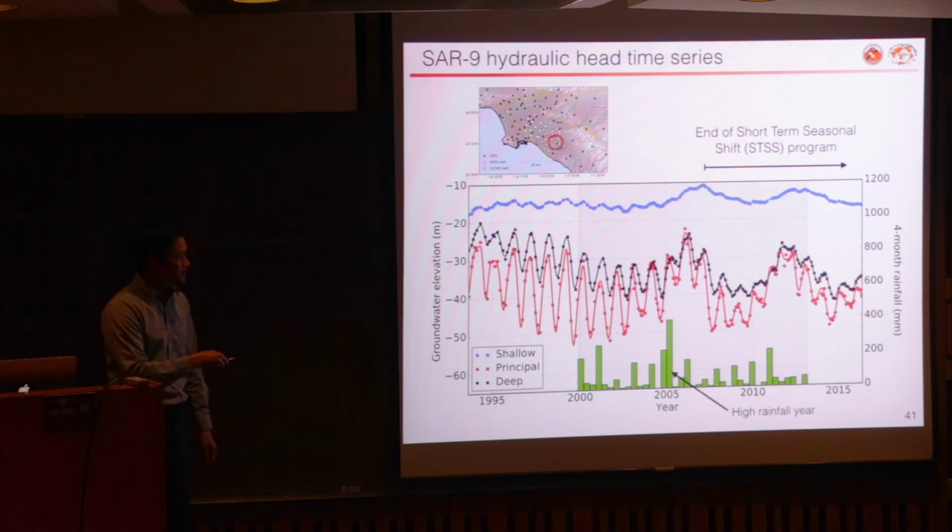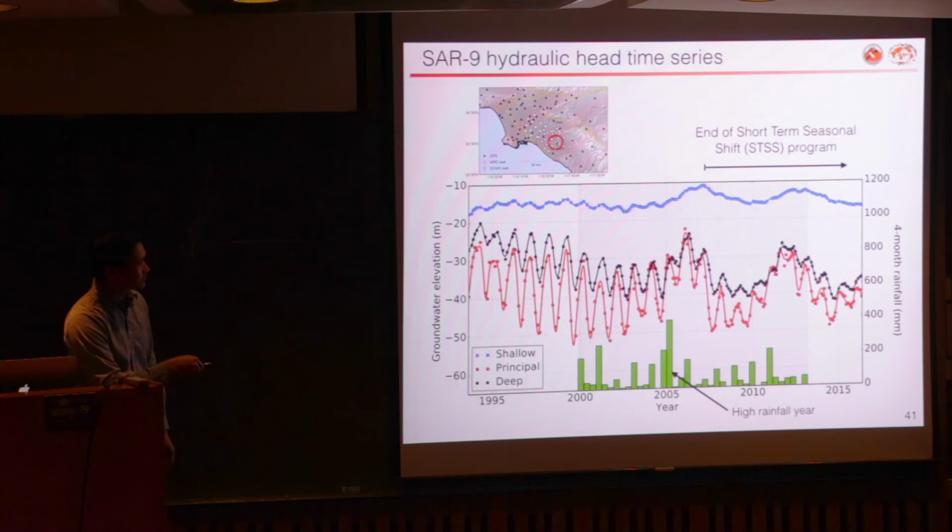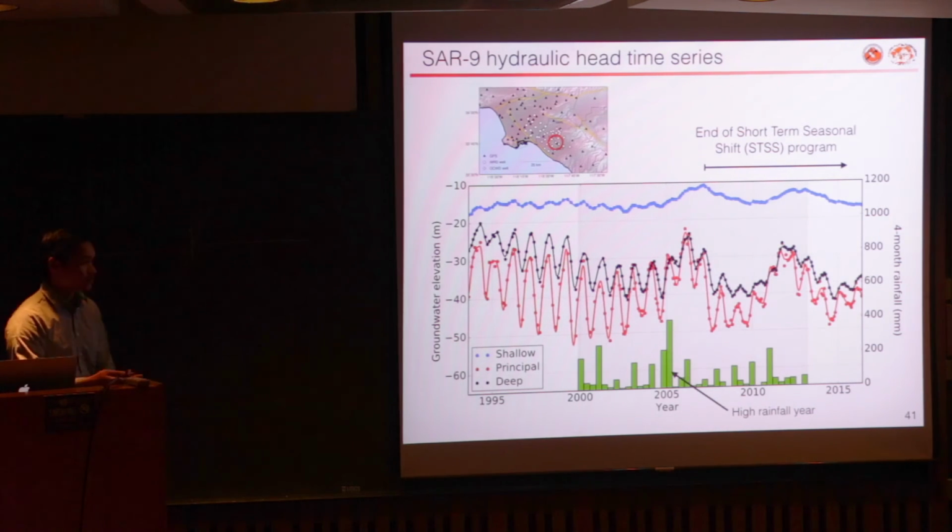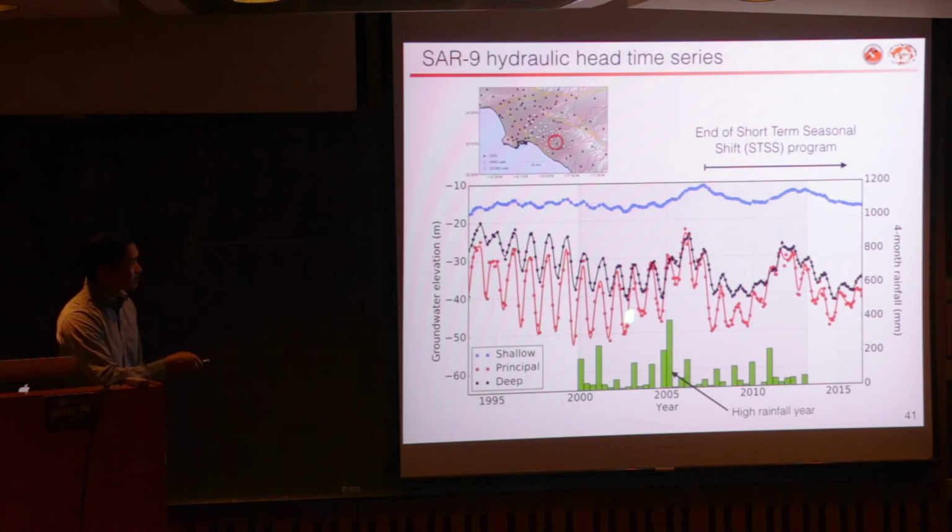And you can notice that here in the principal aquifer, the amplitudes are much larger, because that's where we get most of our water from. So it makes sense. Also, if you look at the amplitude of these variations, you can see that it decreases very sharply around 2008.